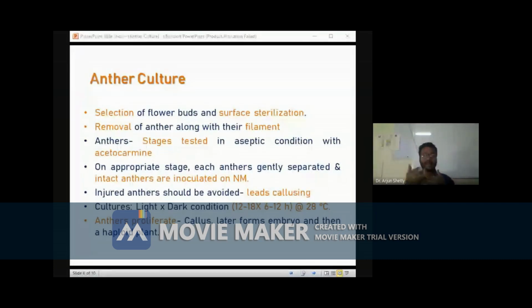Next, once the inoculation has been done, once you have selected a healthy, good, and viable anther and inoculated it on a nutrient medium, those cultures have to be maintained in a culture room with appropriate light and dark conditions. You are supposed to provide appropriate temperature too, because variation in temperature or in the light and dark conditions can lead to variation in the physiological conditions of the anther cultures and to different results. Usually for anther culture, light and dark conditions should be provided with 12 hours of light and 18 hours of dark.